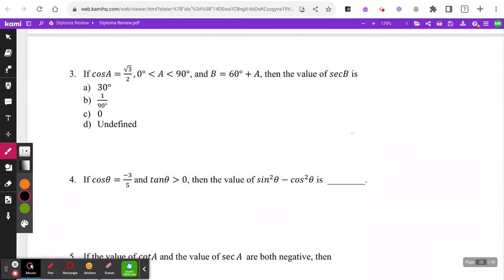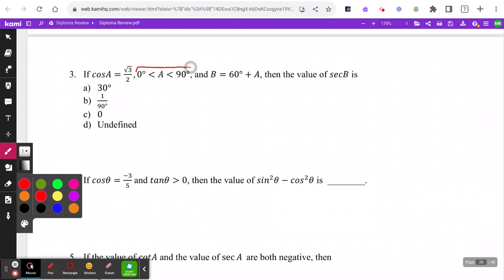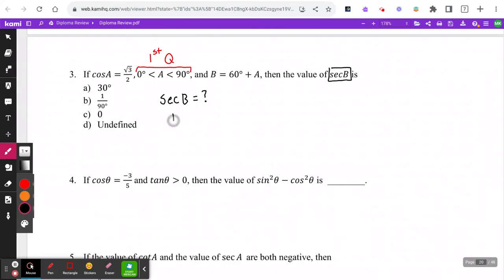All right. Look at this guy. If cos of A equals root 3 over 2, and A is in between 0 and 90 degrees, so I know I'm in the first quadrant. That's what this says. And B equals 60 degrees plus A, then the value of secant B is. My end goal is to calculate secant of B. I know that secant is 1 over cos. So I'm going to have to figure out 1 over cos B.